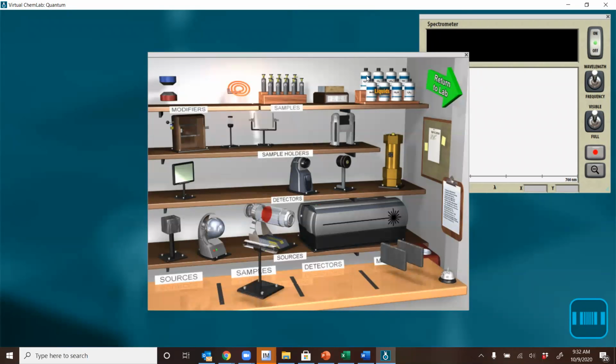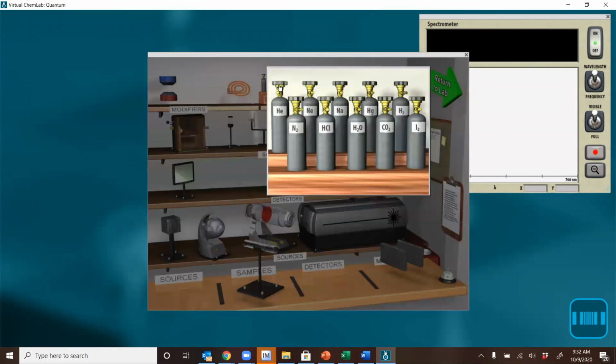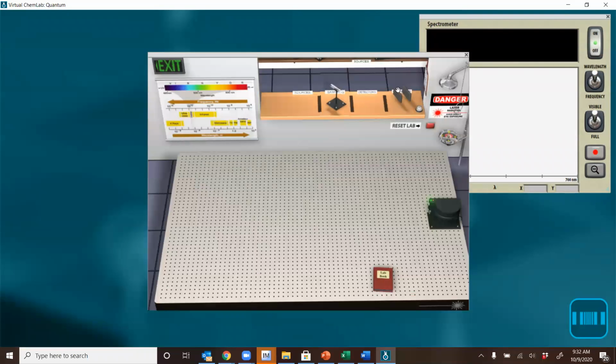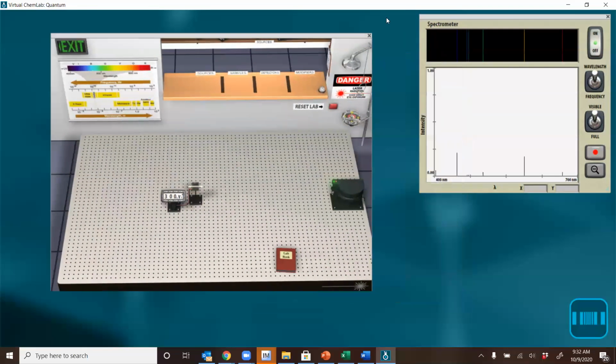Now I'm going to click into the stockroom and go up to samples. Instead of hydrogen, I'm going to click on helium. So I've replaced my sample gas with helium now. If I go back to the lab, I can put my helium sample and then my voltage across it, and you can see, yes, we do have a very, very different emission spectrum.